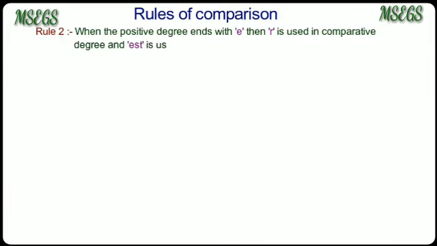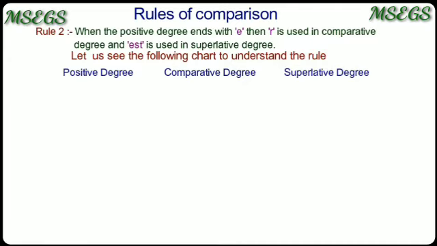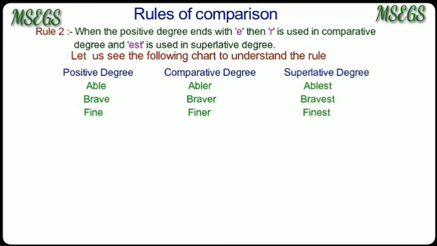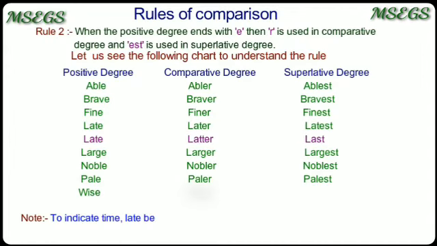Now I will talk about rule number 2. When the positive degree ends with e, then r is used in comparative degree and st is used in superlative degree. Let us see the following chart to understand the rule. Look, able becomes abler in comparative degree and ablest in the superlative degree. Likewise, brave, braver, bravest, fine, finer, finest, late, later, latest.